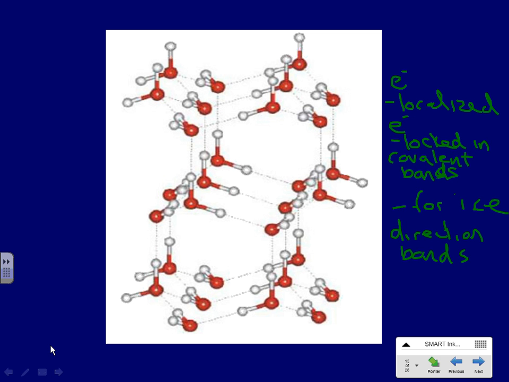And I think we already know this. Like an ionic solid, ice is brittle, right? You put a force on it, it'll crack, it'll fracture. And again, that's because of the directional nature of the bonds.